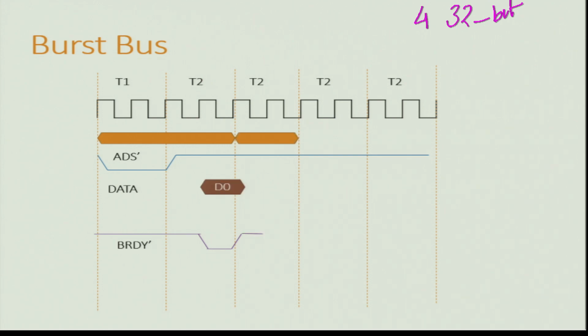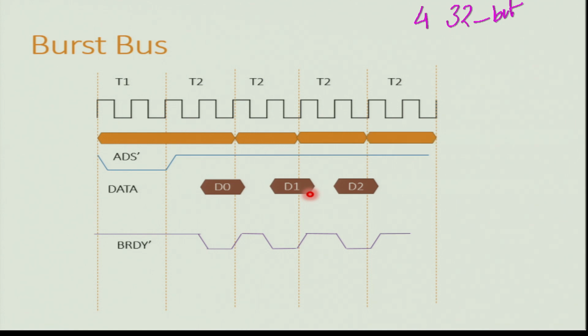Then the second address is going to be generated. The second 32-bit data will be given along with the burst ready signal by the memory device. The third address is going to be generated, and then again the burst ready signal goes low. The third 32-bit data is going to be given. The fourth address will be generated. Burst ready signal again goes low, and the fourth 32-bit data is going to be given. So in 5 clock cycles, 4 32-bit transfers are going to be completed.